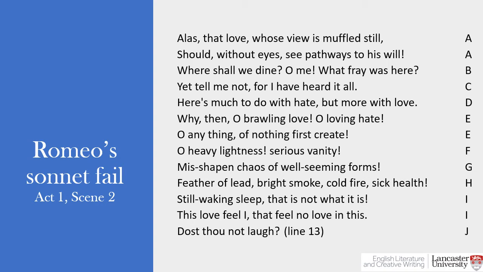What does make sense is the next line, "misshapen chaos of well-seeming forms." It's the perfect description for his poetry. He's trying to use the well-seeming forms, rhetorical devices like oxymoron, but doing it atrociously. And then it just gets worse. "Feather of lead, bright smoke, cold fire, sick health." Not only are these physical impossibilities, they're very earthbound, very literal. Nothing like the kind of transcendental poetry that the best sonnets of the day used, or even the brilliantly witty lines that brilliant sonneteers used.